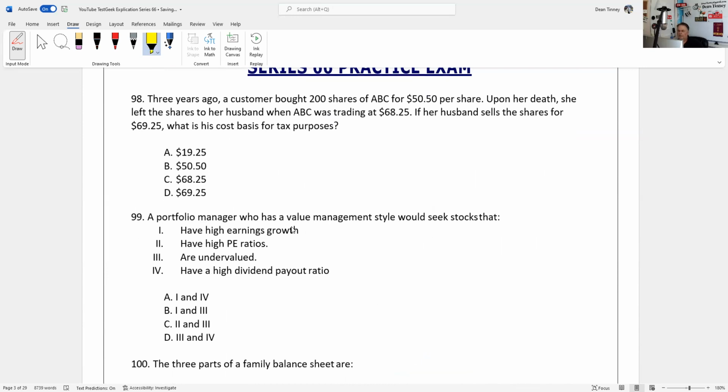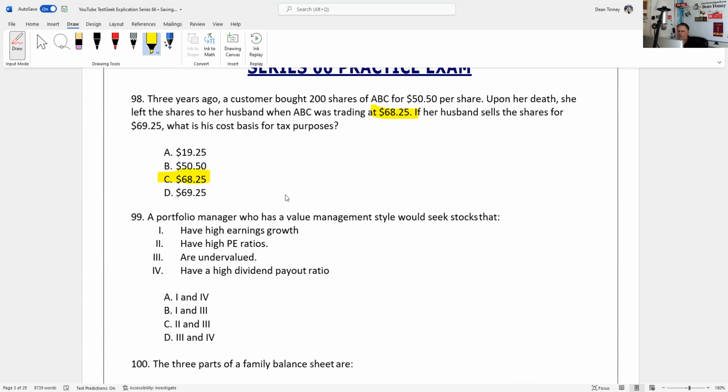Three years ago, a customer bought 200 shares of ABC at 50, and then upon death. So there's two situations on the test, very testable. One situation is the customer gifts these securities. That's not this question. The customer is not a living, breathing human being anymore. They're dead. And so the answer is there's going to be a step up in basis. So whatever the stock was trading at, that's what is going to be the step up. Now read carefully.